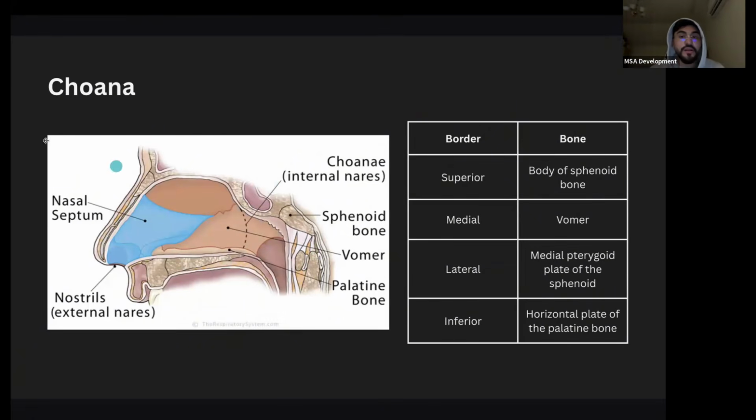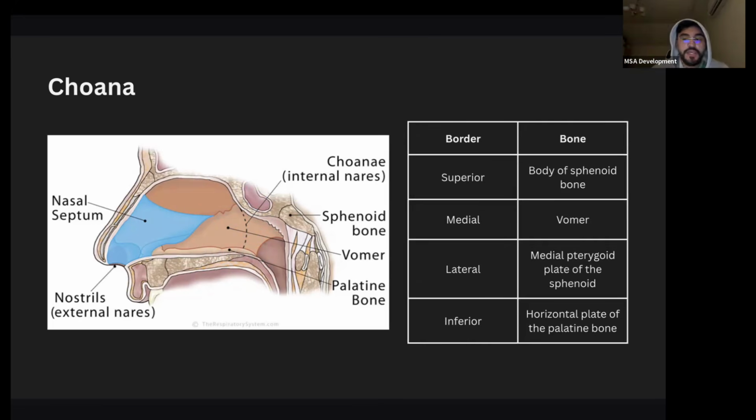So the choana, all right, which is right here, you need to know the borders of it. So superiorly, you're going to have the sphenoid bone. And inferiorly, you're going to have the hard palate, or just the palatine bone. And then medially, you're going to have the vomer. And laterally, you're going to have the medial pterygoid plate of the sphenoid. Okay. Honestly, I haven't seen a question on this in the OSPE part, but it's good to know it.